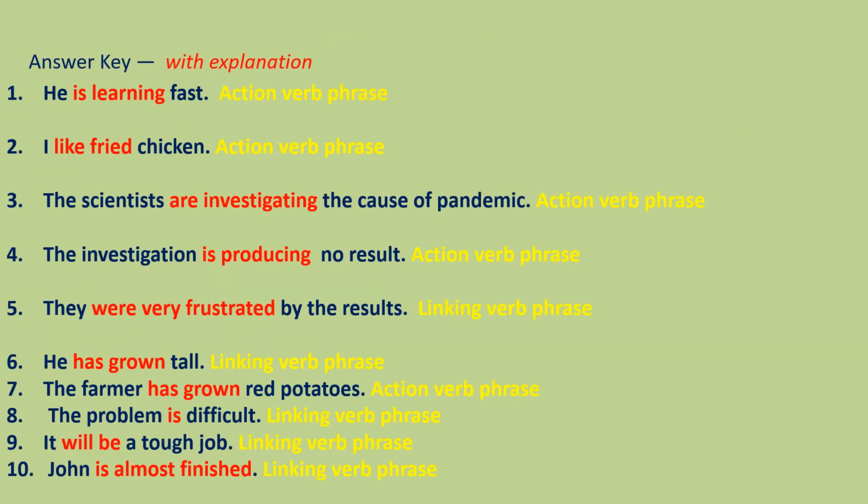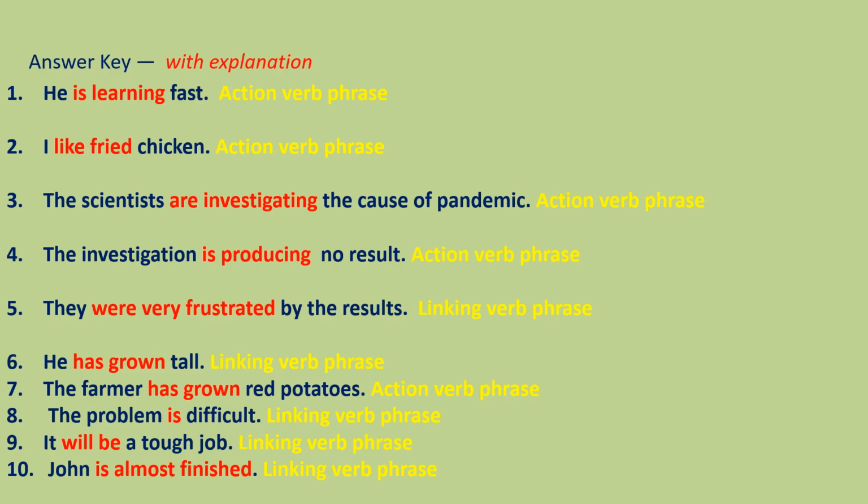Number 1. He is learning fast. This shows an action, so it is an action verb phrase. Number 2. I like fried chicken. Fried shows an action. Number 3. The scientists are investigating the cause of the pandemic. Investigating shows an action. Number 4. The investigation is producing no result. Producing shows an action.